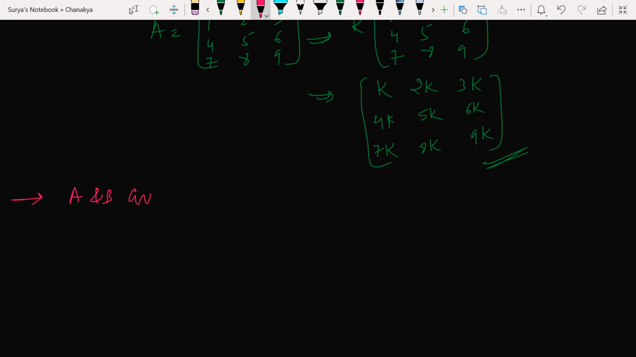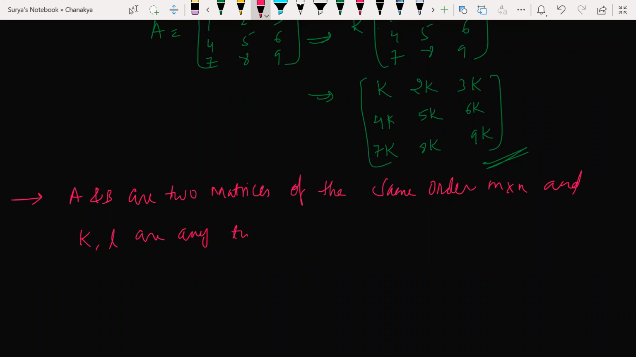Okay, A and B are two matrices of the same order, m by n, and k comma l are any two scalars.